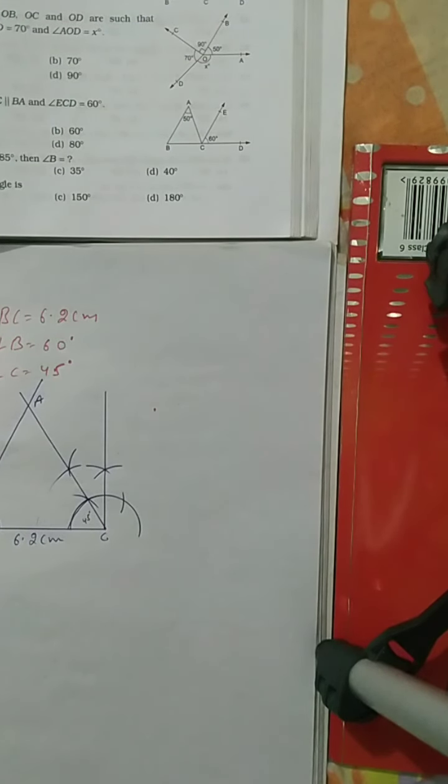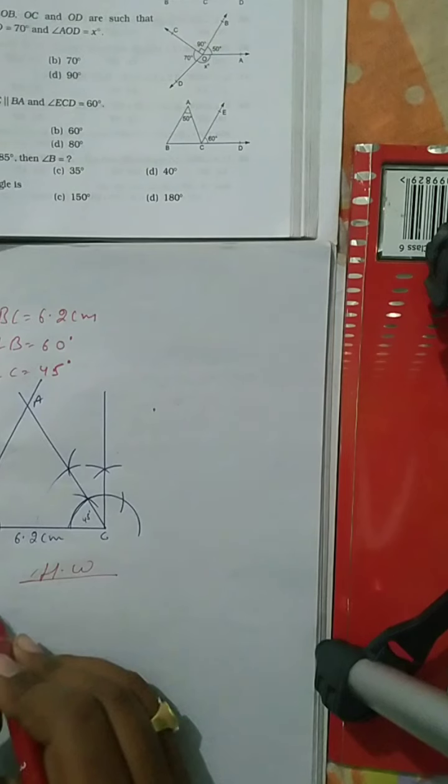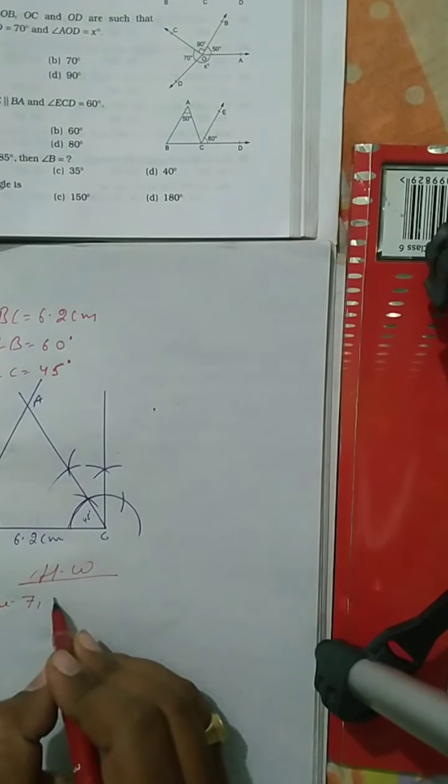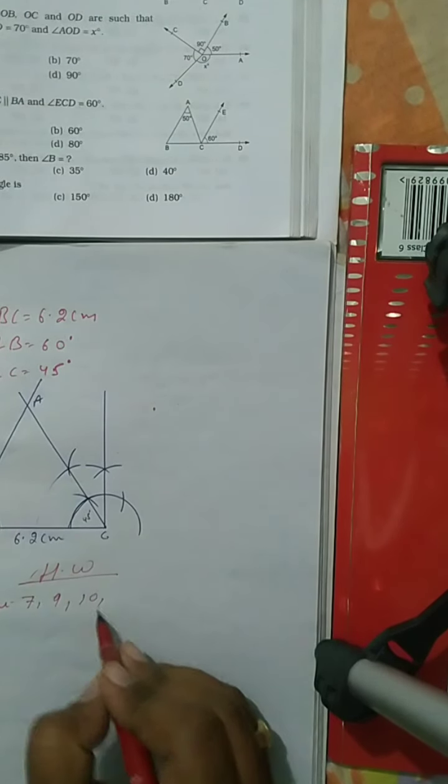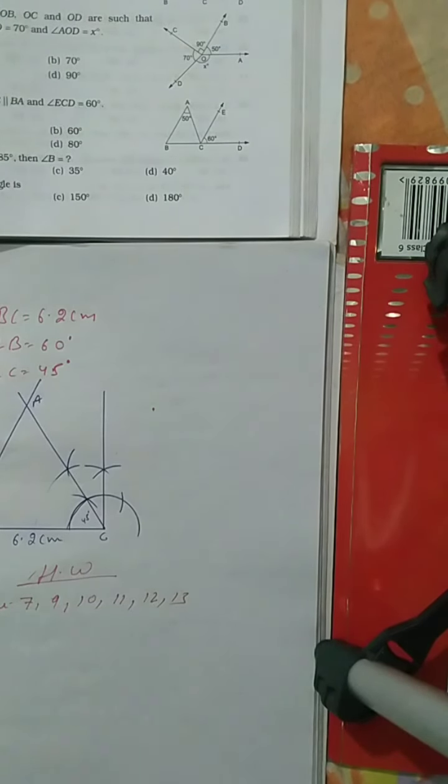You have to write the steps of construction of question number 8 also, and homework is your question number 7, 9, 10, 11, 12 and 13. This is your homework of this exercise.